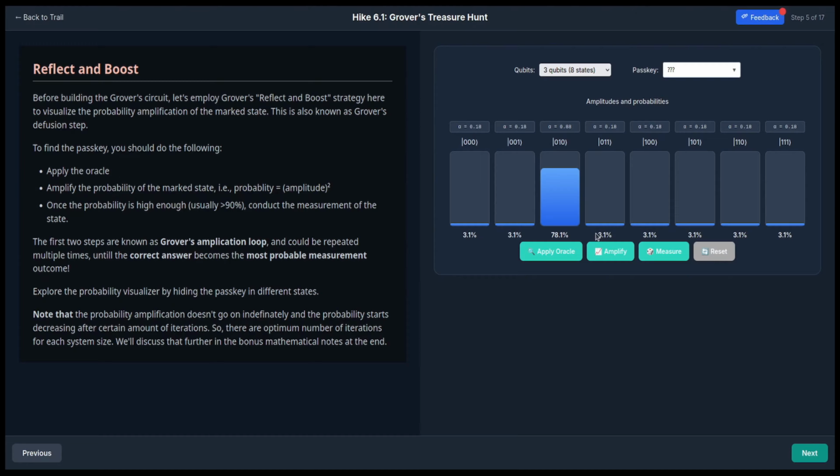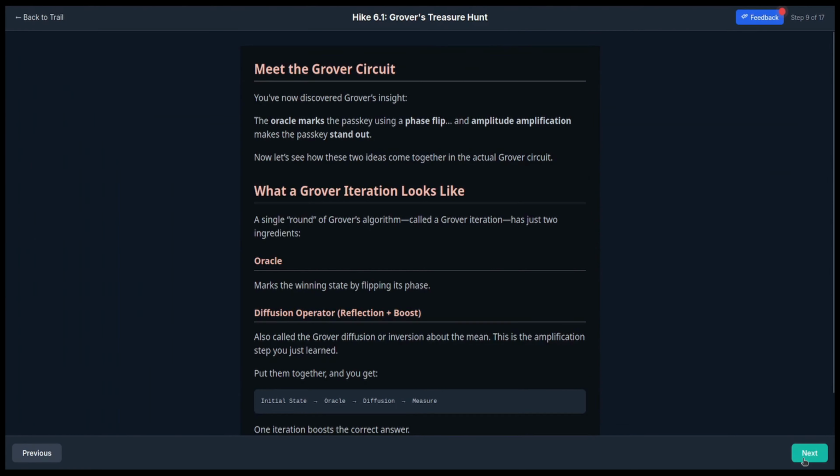Here we can see that the coefficient of the state 010 has risen to 0.88 and the probability density to 0.78. That is, if we measure now, there is a 78% chance that we will find the treasure chest. But if we apply our oracle plus amplifier recipe one more time, then the probability rises to 94.5%. And now, if we measure, we are almost certain to get the treasure chest. This is the gist of Grover's algorithm.